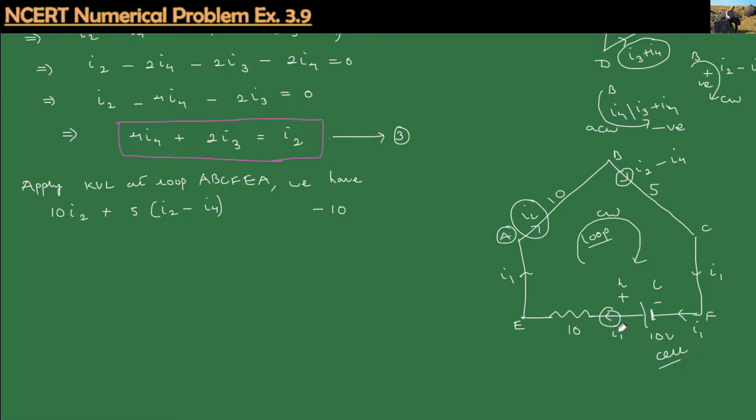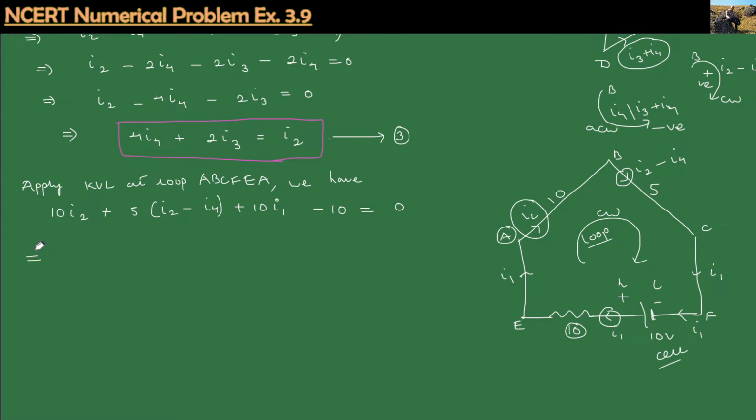And then from here this current I1 moves to this 10 ohm resistor. Since the direction of movement of current with respect to A is clockwise, that I1 will be taken as positive. So it will be plus 10 I1, which is the voltage across this 10 ohm resistor. Then all this will be equal to 0. That is the way to write Kirchhoff's voltage law for this loop.